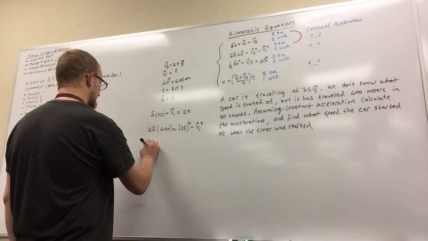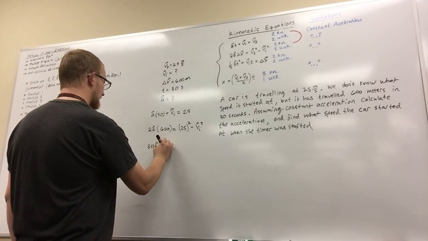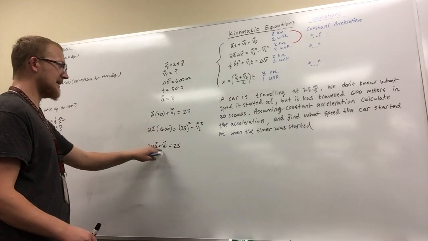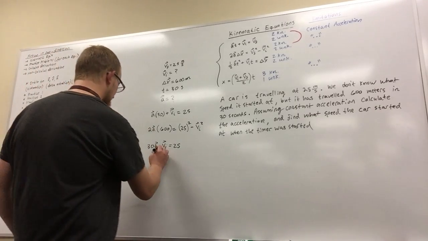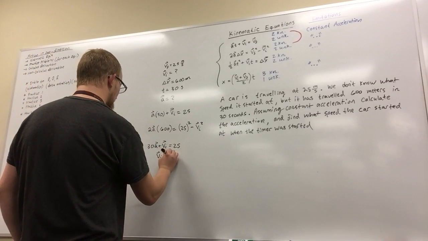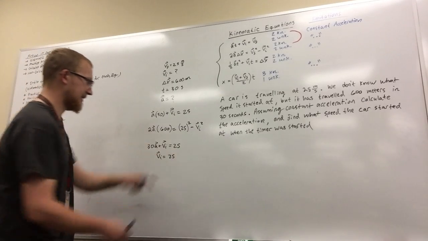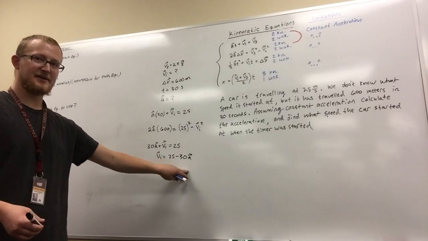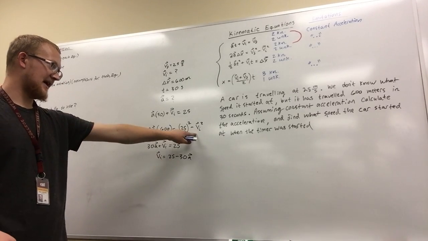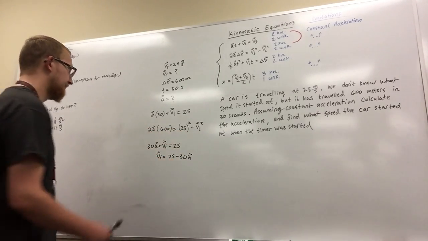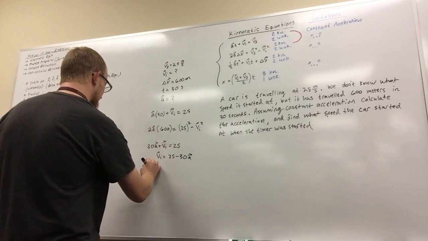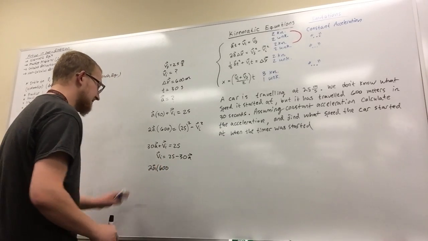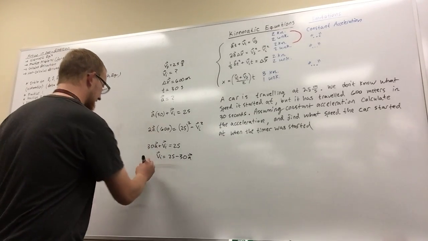So let's rewrite these. We have 30A plus VI equals 25. I'm rewriting the first equation. Let's go ahead and solve for VI in terms of A. So VI equals 25 minus 30A. And now I have VI in terms of A. So where I have VI up here, let's plug in my A terms to this equation. So now in this equation we have 2A times 600. Let's go ahead and simplify that now. We'll say 600 times 2 is 1200.